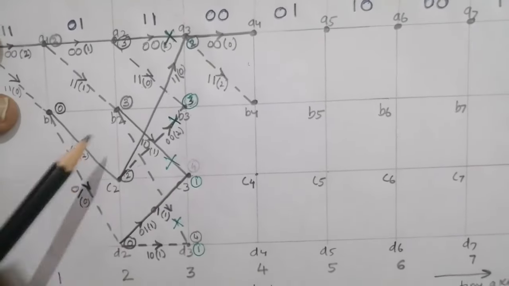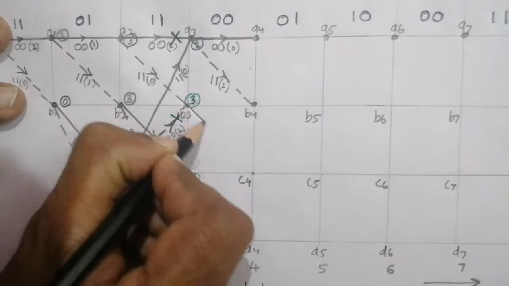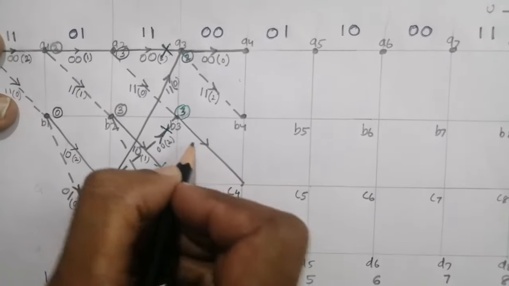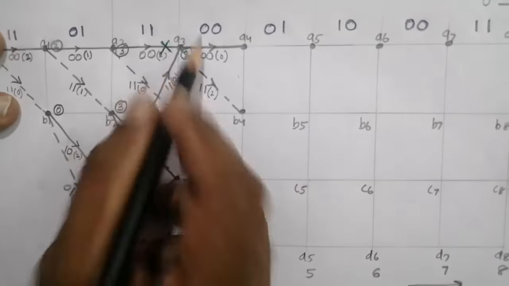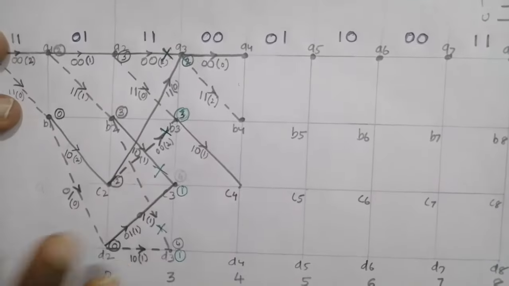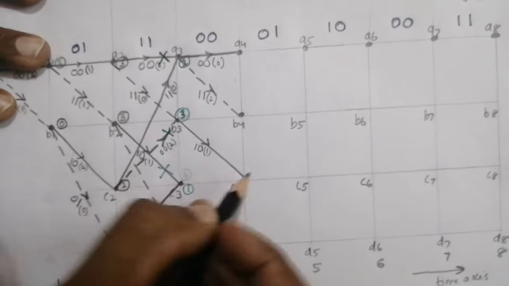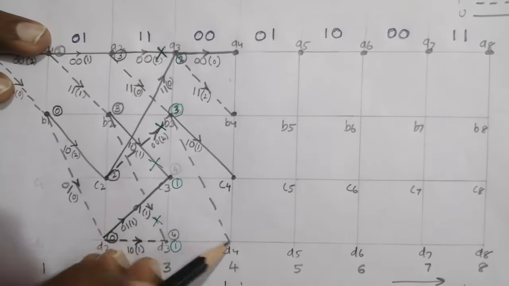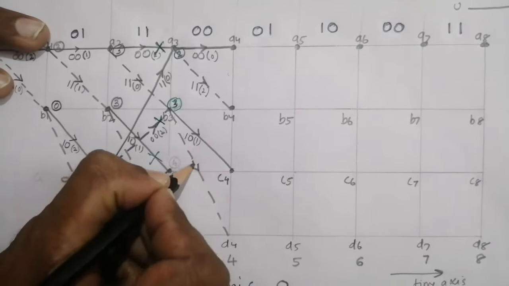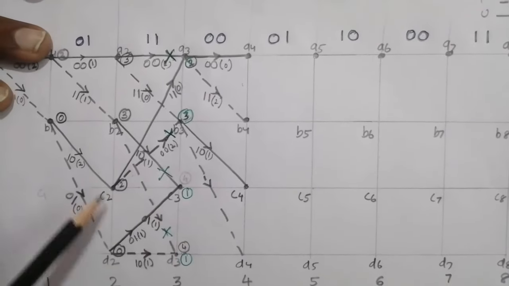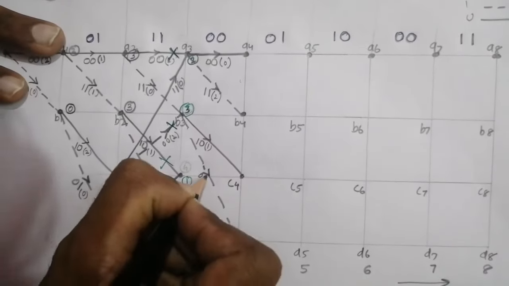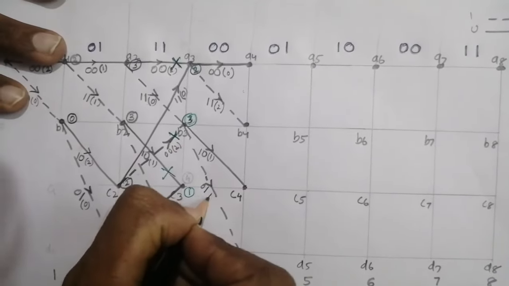Similarly, if I am at B3, if 0 comes, it will go to C4. Output is 1 0. Discrepancy is 1. If 1 comes, it will go to D4. The output is 0 1. The discrepancy is 1.